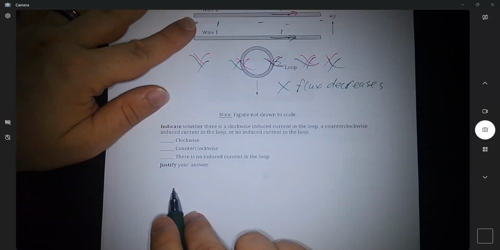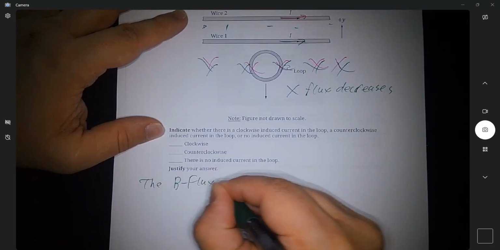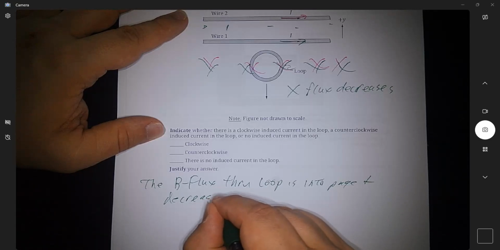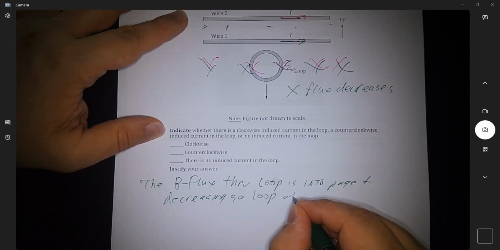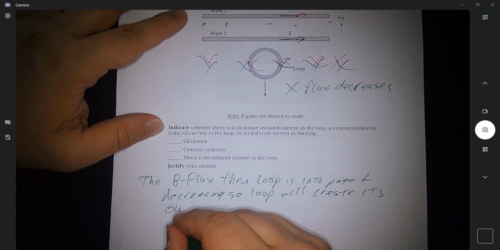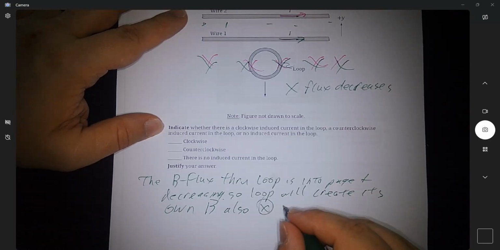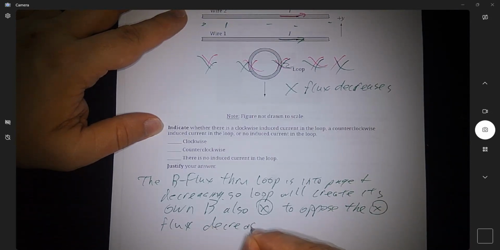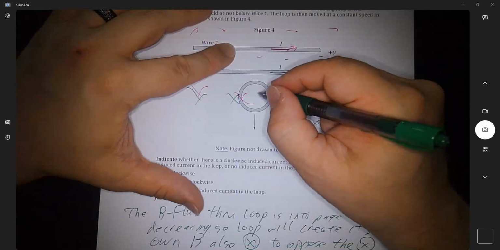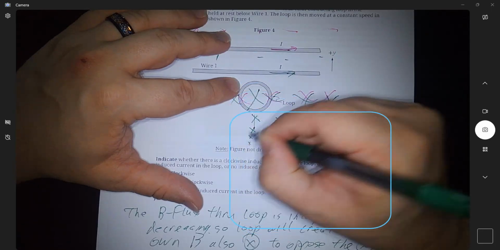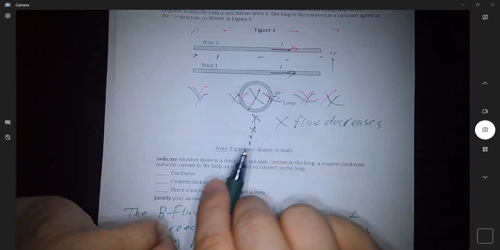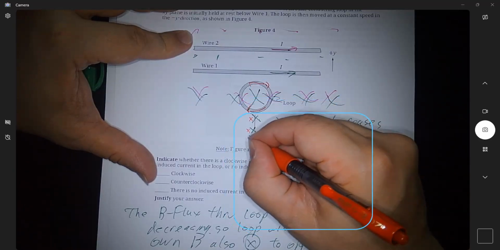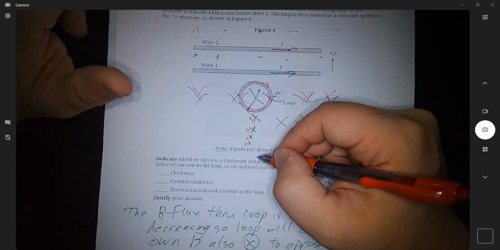Okay, so I'm going to go ahead and start my justification here. The magnetic flux through the loop is into the page and decreasing, right? So the loop will create its own magnetic field also into the page to oppose the into the page flux decreasing. So this is called Lenz's law, and it's a very, very tricky idea. The idea that the loop is going into less and less into the page magnetic field. So that means he is going to create his own into the page magnetic field through the action of his induced current, to try and oppose the decrease, oppose the change.